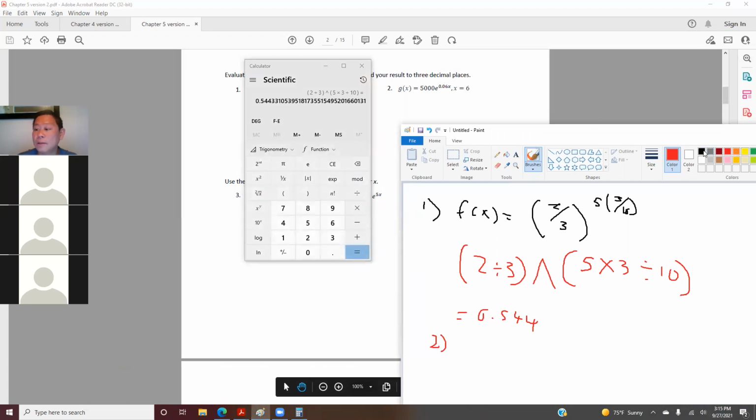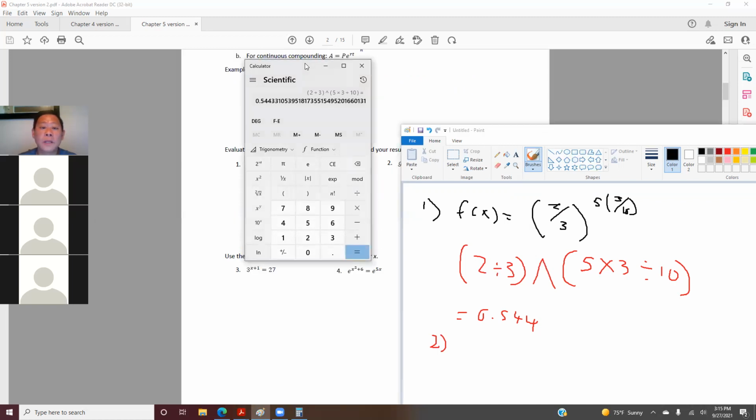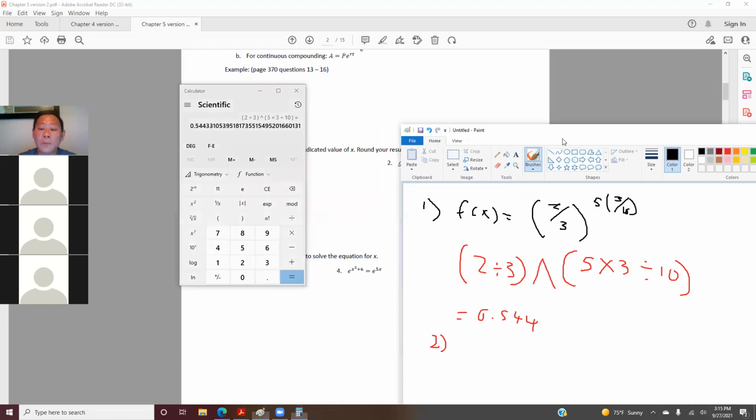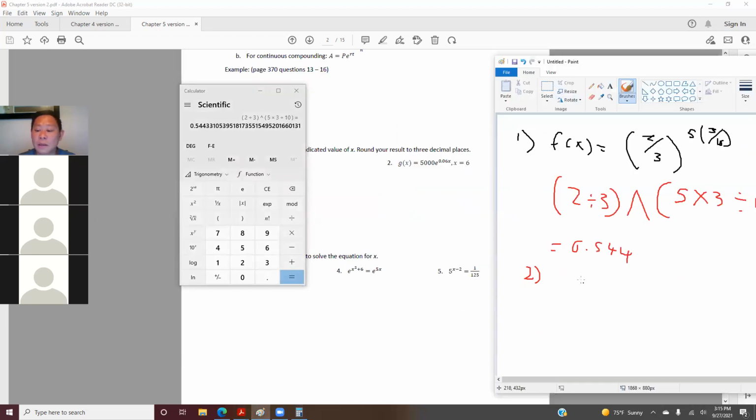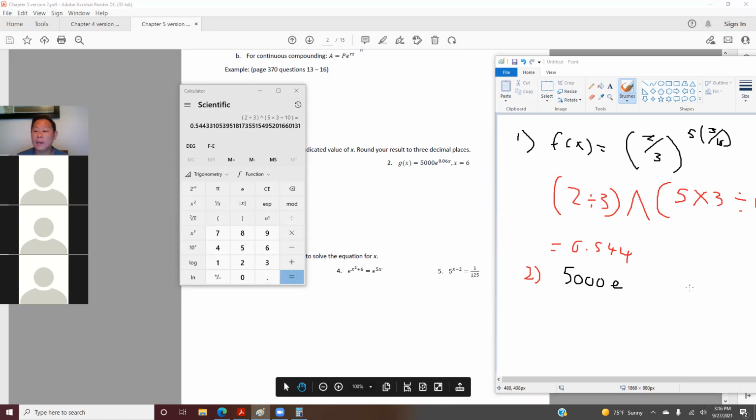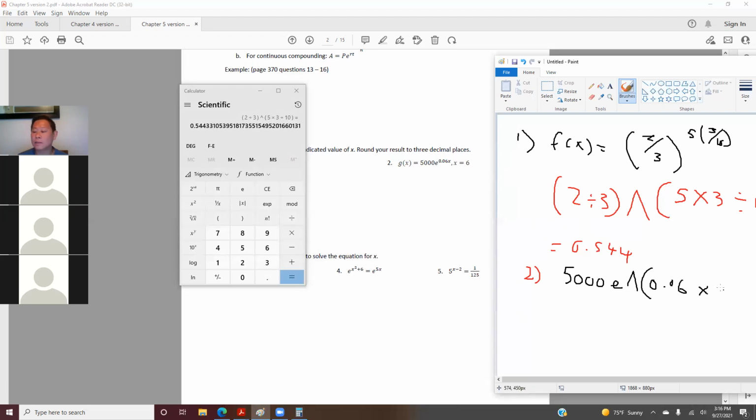Do question 2. This is what we call compound interest, because this looks like your PERT, P-E-R-T, compounded continuously. So in this case, you put 6 into your x. 5,000 e. Where you find your e, I can find e here easily. e is your second shift ln. So for most calculators, to type e you have to do second shift ln. When you type e, they automatically put up a parenthesis. They always do that. And then you put 0.06 times x. x is 6 in this case.